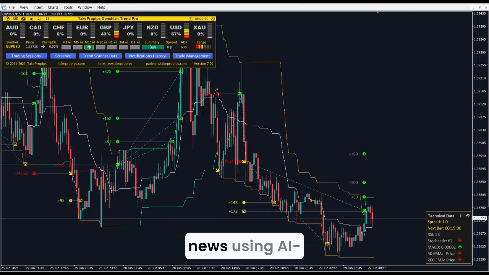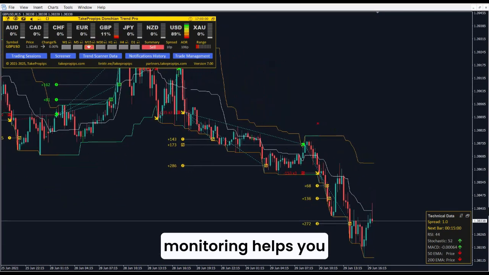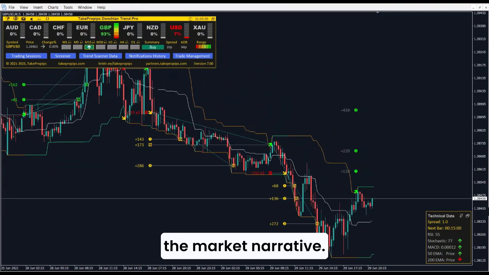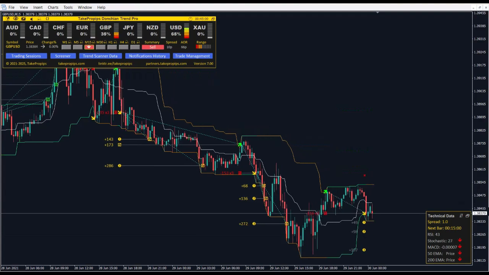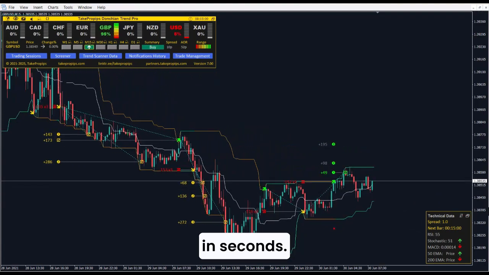You can also track news using AI-driven tools. Real-time news monitoring helps you stay ahead of the market narrative. Are investors panicking? Is the central bank stepping in? These headlines can move markets in seconds.